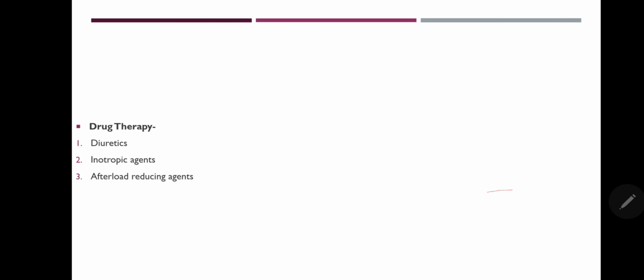So what are the drugs for the treatment of heart failure? As I said, heart failure is divided into three parts. That means right heart failure or preload failure, left heart failure or afterload failure, or congestive heart failure. So we have to treat the patient according to the different types of heart failure. So first are the diuretic drugs. That means diuretics are the treatment for preload failure.